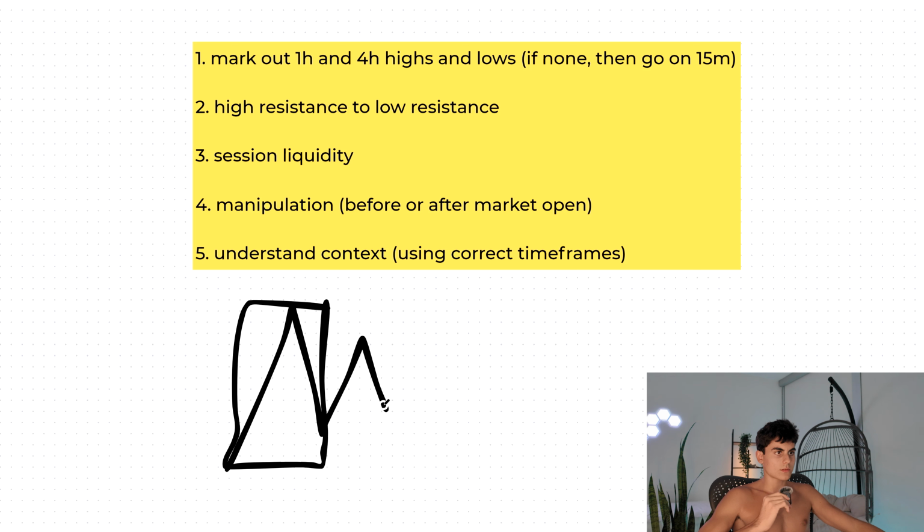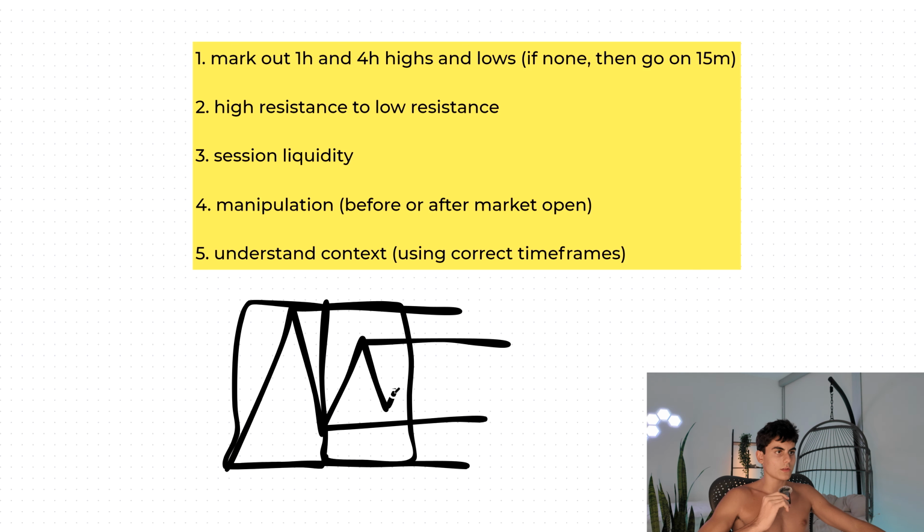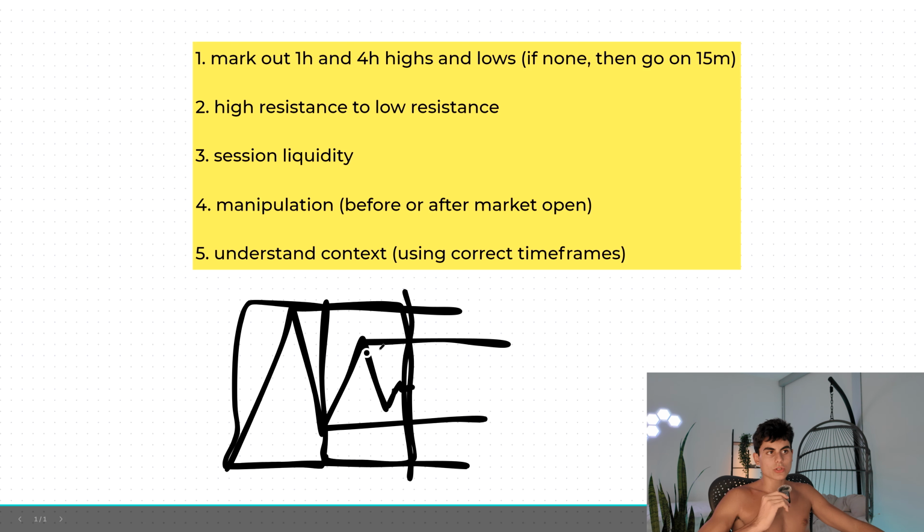This is Asian session. This is London session. We have Asian lows down here, Asian highs up here, London highs, and then London lows as well. And the market is opening up here. What do you guys notice? No highs or lows have been manipulated.